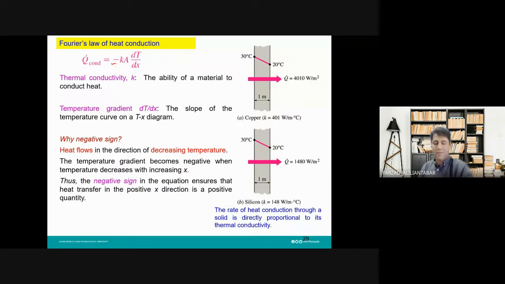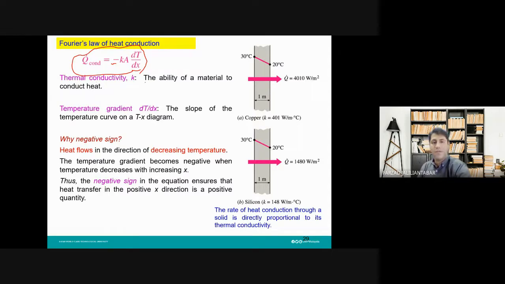And if we imagine that instead of delta x, we have some element or very small thickness of the wall, then we can write it in the differential form, dT divided by dx. This is an important equation, especially in chapter 2. We will work more on this equation for different heat transfer systems.